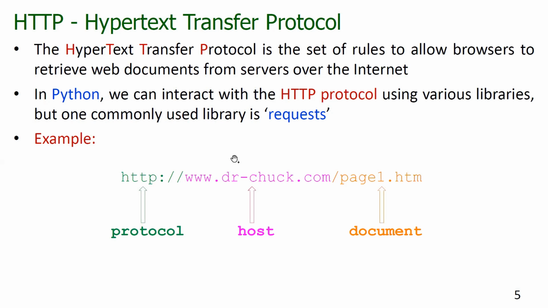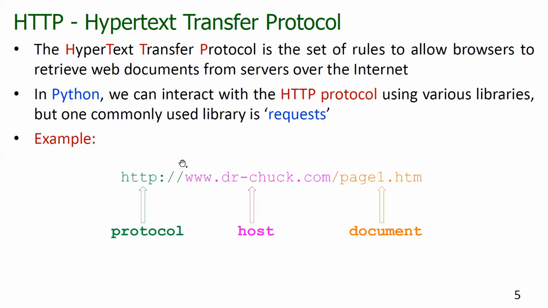Okay, let us see the following web link: http://www.dr-check.com/page1.html. Suppose you can take any web link. Here we will see the explanation of the components included in this web link. First, the starting HTTP. What is this? Our protocol. Whatever we are discussing now, hypertext transfer protocol. This HTTP is the protocol part.